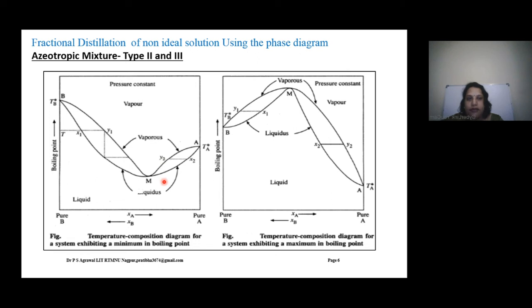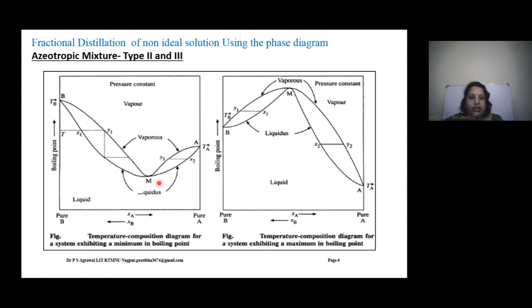Thus, on condensing the vapor and distilling, the resultant solution will not yield any other composition richer in A, or liquid richer in B. We will get the same composition. At point B, we will get the same composition. The former can be collected from the top of the column and the latter from the bottom of the column.